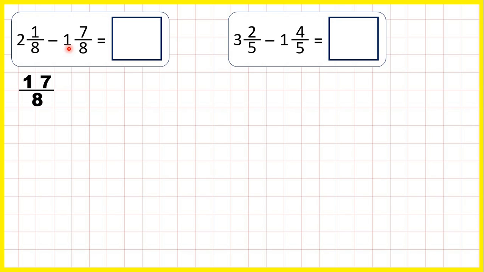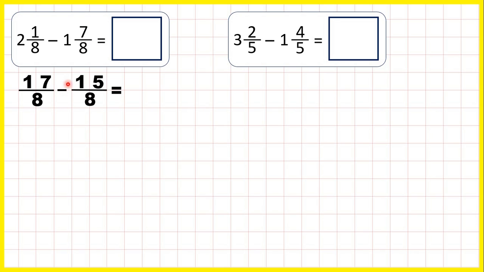We're subtracting 1 and 7/8, which as an improper fraction is 15/8, because 1 times 8 is 8, and then 8 plus 7 is 15, and the denominator stays the same.